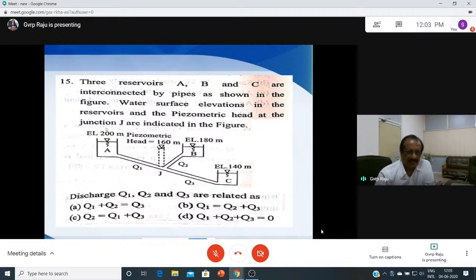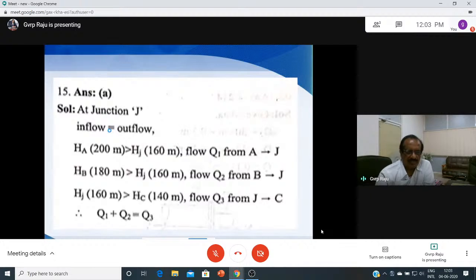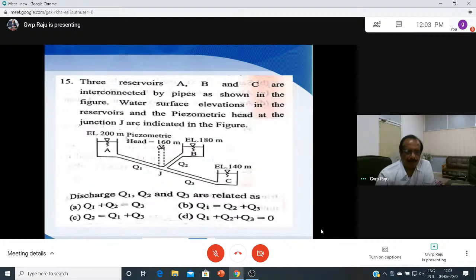So see here, this is 200 meters here, and this is 160 meters here. Total head. So the flow direction depends on the total head or energy level. So when the energy level here at A is more than the energy level at this point, the flow is from A to J.